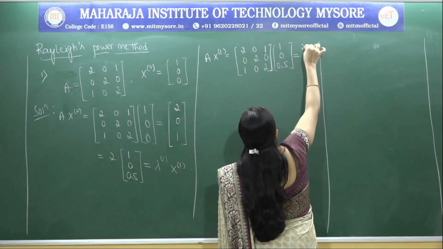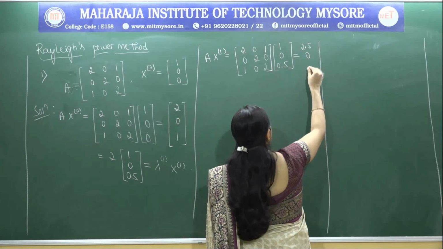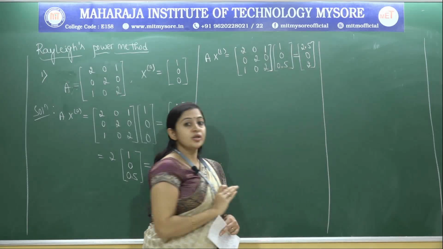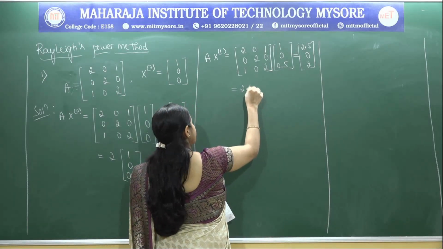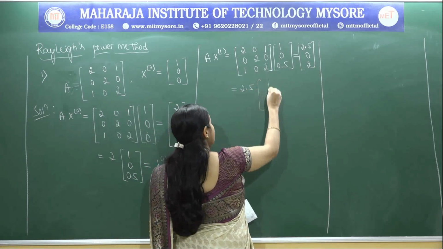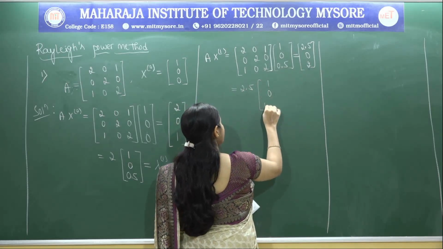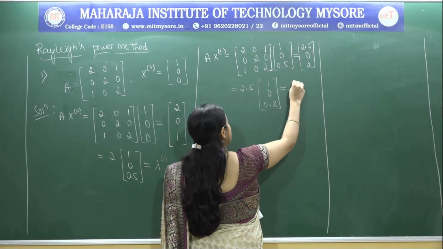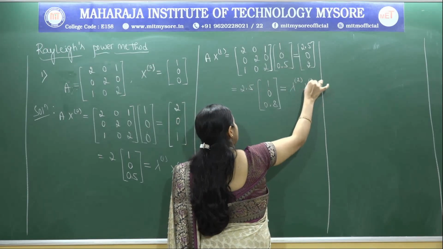So you will get the first one 2.5, the second term is 0, the third one it is 2. In this the largest entry is 2.5, so keep it outside, take this as the common factor. So the first term you will get 1, second term 0, third one 2 divided by 2.5, you will get 0.8. So you equate this, this is the lambda of 2, x of 2.